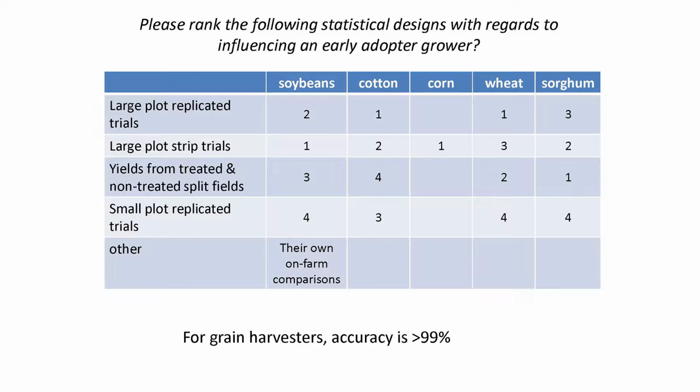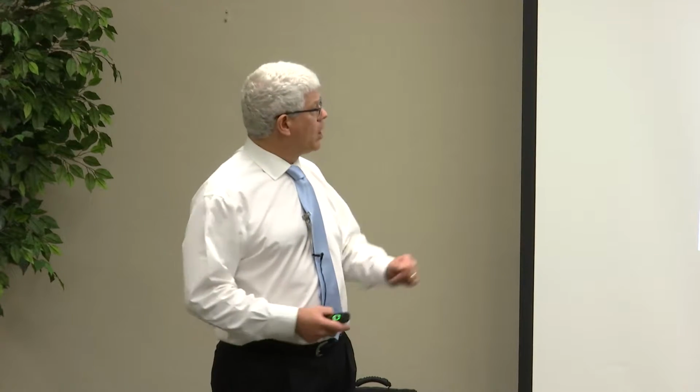So the second question I asked them is to please rank the statistical designs with regards to influencing an early adopter grower. And for me, this was just absolutely straightforward. The top two, growers like to see large plot replicated or large plot strip trials. They're less confident in split fields, and part of the reason is they know it's so easy to game the system now. You know what half of the field has a history of doing better than the other, and so a split field just doesn't carry as much credence as large plot strips.